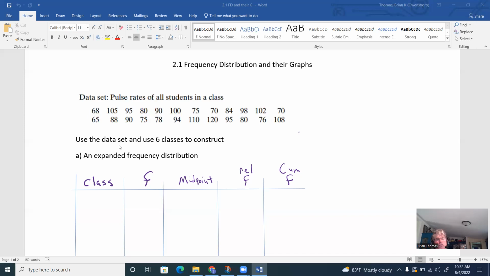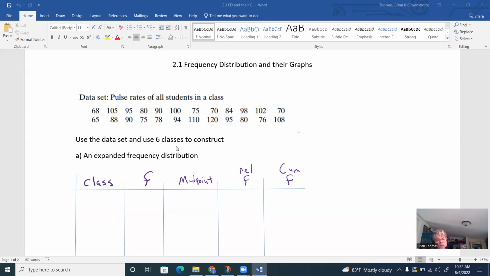So what we're going to do is we're going to use this data set, and we're also going to use 6 classes. And we're going to do that to start with, we're going to construct an expanded frequency distribution table. An expanded frequency distribution, it's going to have a column for class, it's going to have a column for frequency, and then to be expanded, it's going to also have the midpoint, and this is going to stand for relative frequency, and this is going to stand for cumulative frequency. So we're going to have to complete all of those columns as we move forward.